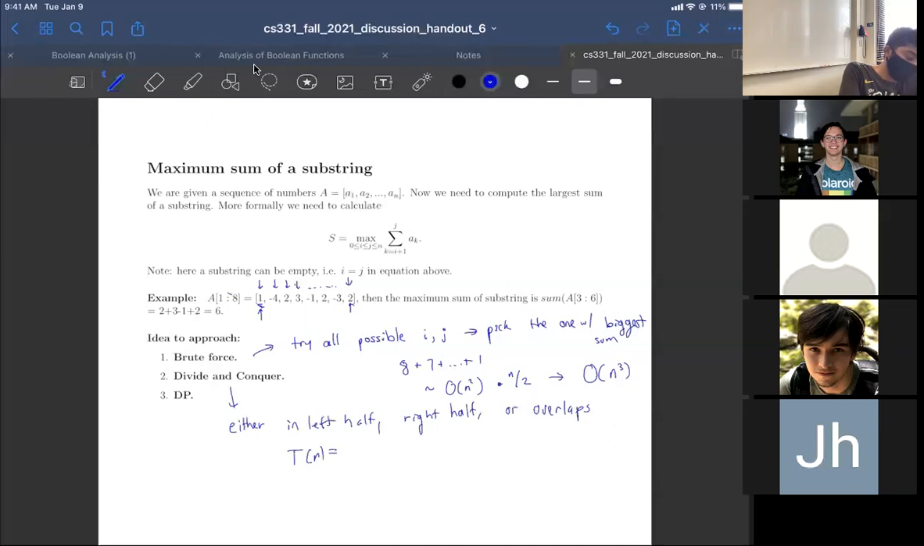The idea is this takes T of n is equal to, how many subproblems do we have? We have a left half and a right half. So two subproblems, each of size n over 2, because we split the array in half. And now let's think about this case over here, the overlaps. If it's an overlap, it must include the middle somewhere.